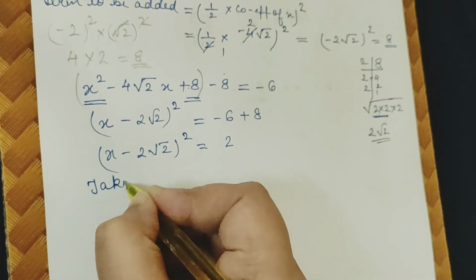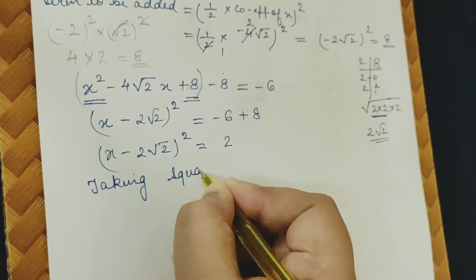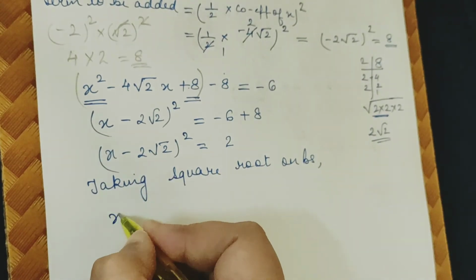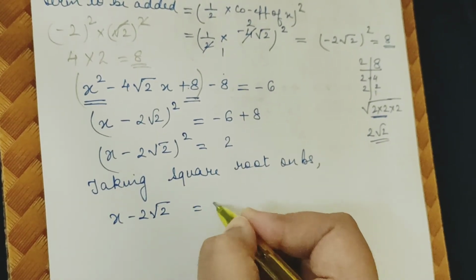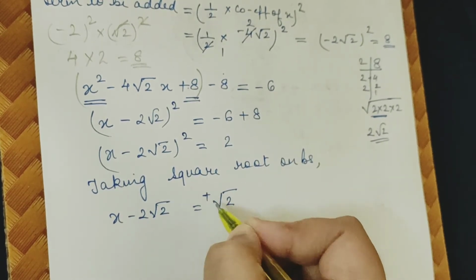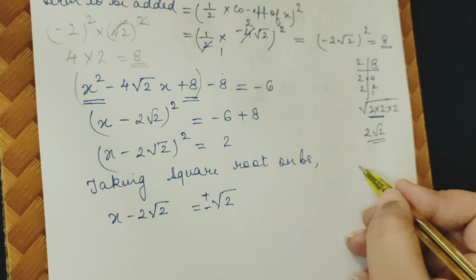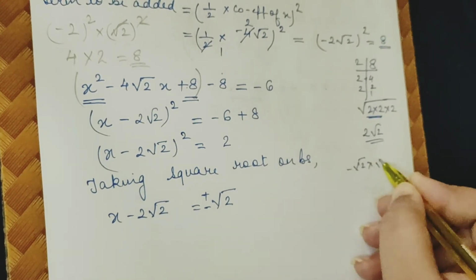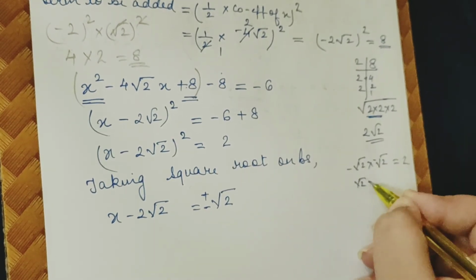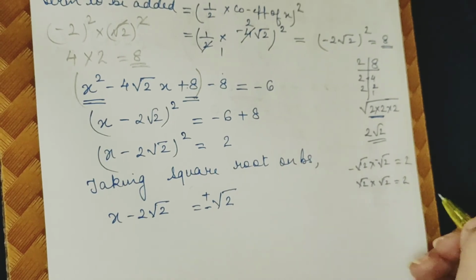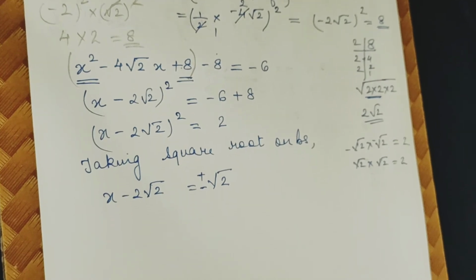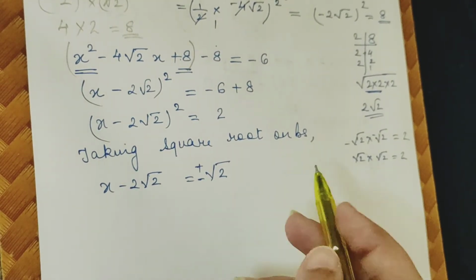Okay? So taking square root on both sides, it will be x minus 2 root 2 is equals to root 2. Students, whenever we take square root, it will be both positive and negative. Why? See, even if we take negative root 2 into negative root 2, we will get positive. Negative negative will become positive, right? And positive root 2 into positive root 2, positive positive again positive, and this happens with all the numbers. So taking square root on both sides, we got x minus 2 root 2 equals to plus or minus root 2.